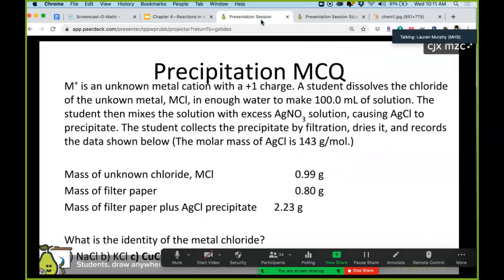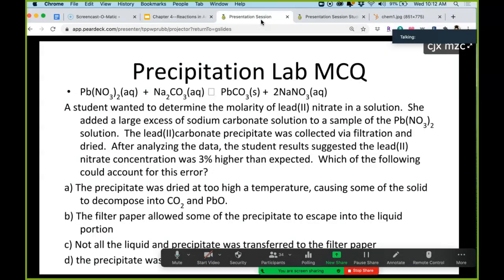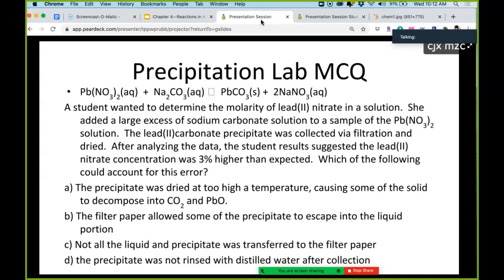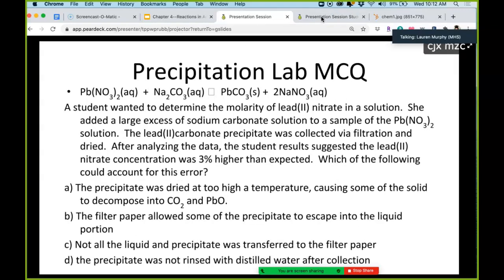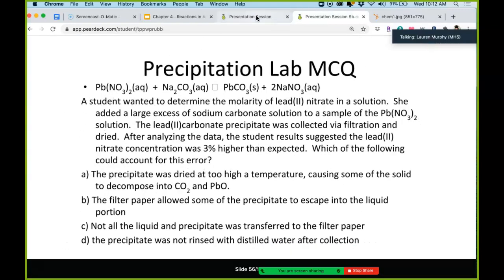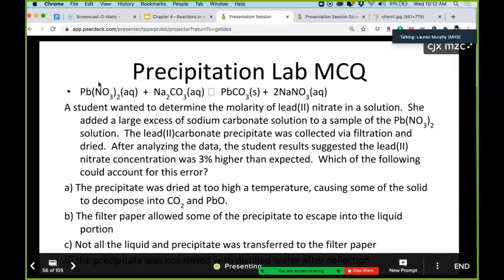Okay. Another question, this is a very conceptual question. Again, that box means an arrow. So a student wants to determine the concentration of lead nitrate. They want to know the concentration of lead 2 nitrate.